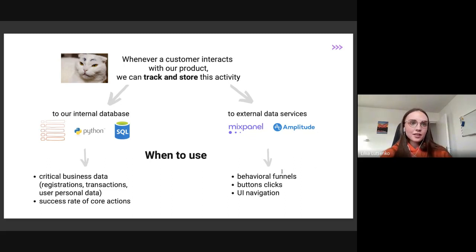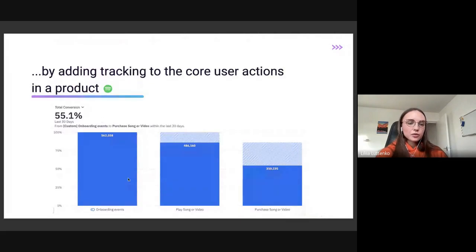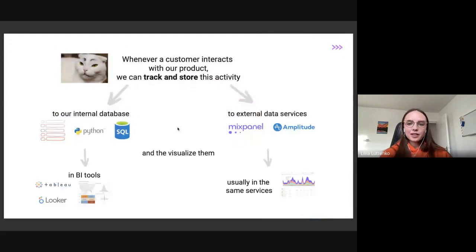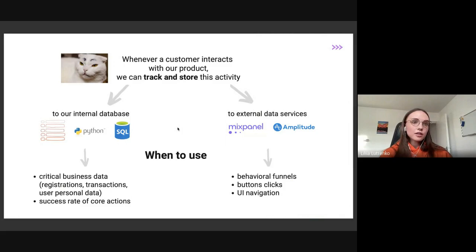So what sort of data is tracked here? Usually it's our funnels. On the example before, let me come back. Here you saw a typical funnel in Mixpanel where we can put an onboarding event, then an activation event, then a purchase event, and see how many users complete each step and how many users drop off. This is the basic sort of analytics we can get from external tools. Also, in these tools, we can track how many users click a certain button, click cross on a certain screen, or how they navigate around the product in general.